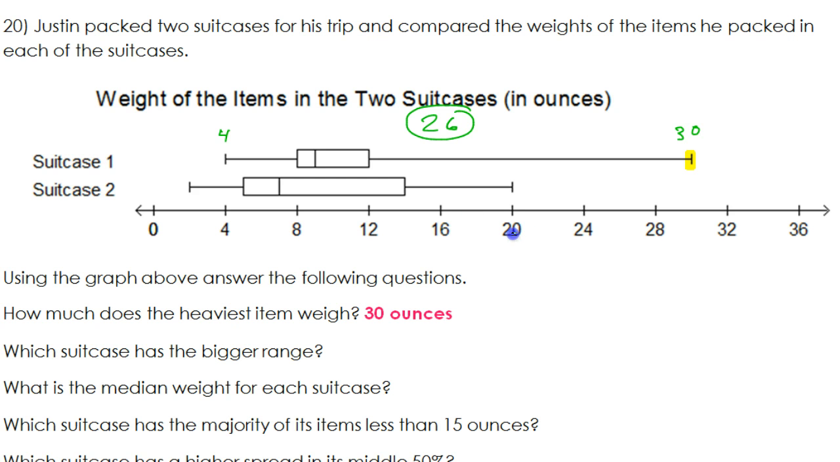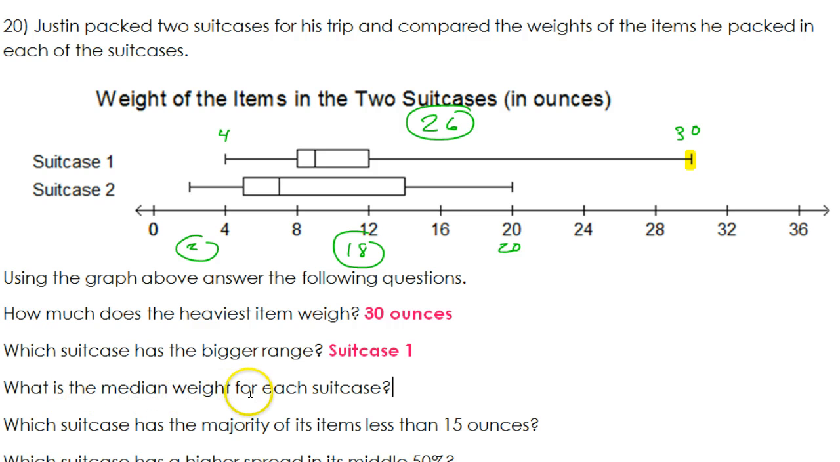Looking at suitcase 2, the heaviest item here is 20, and then the lightest item is 2. So subtracting there, that gives us a range of 18. So as we knew at a glance, suitcase 1 has the greater range.